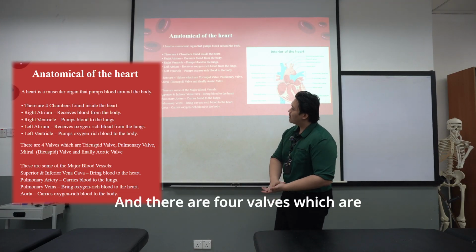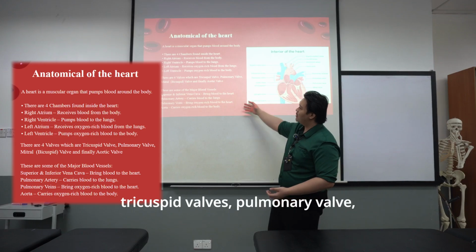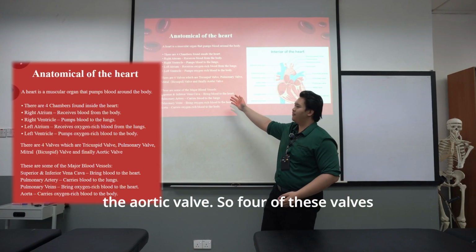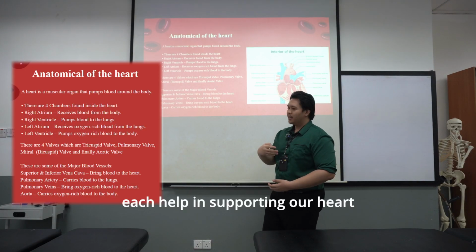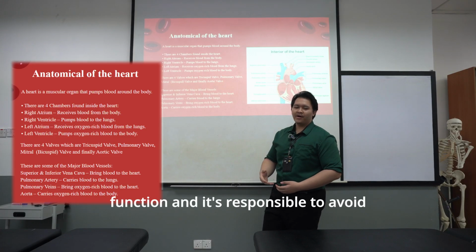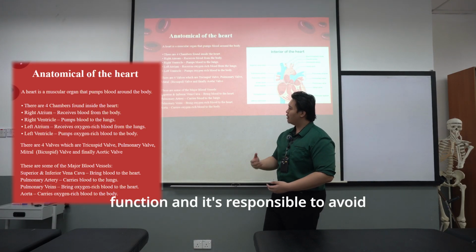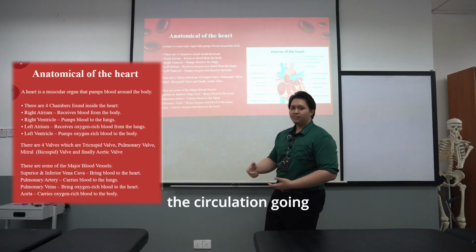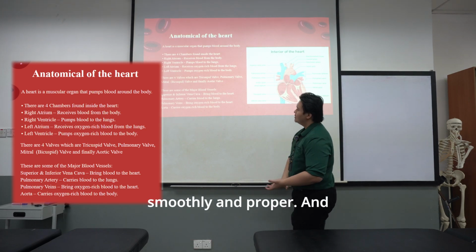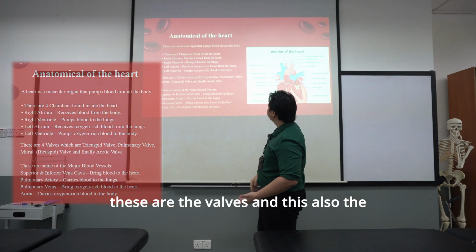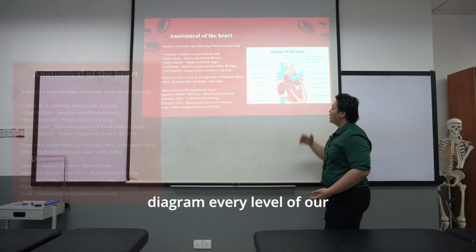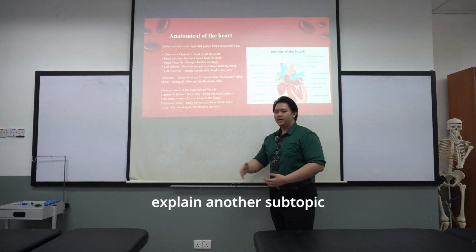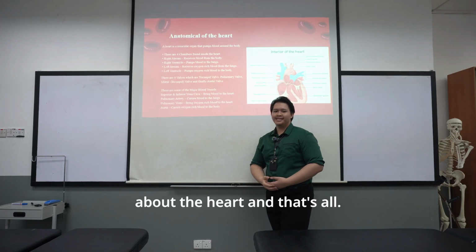And there are 4 valves: the tricuspid valve, pulmonary valve, mitral or bicuspid valve, and finally the aortic valve. These 4 valves support our heart function, and they are responsible for avoiding the backflow of our blood inside the heart and keeping the circulation going smoothly and properly. And these are the valves, and this is also the labelled diagram of our heart. And that's all from me. I will pass on to my other member to explain another subtopic about the heart.